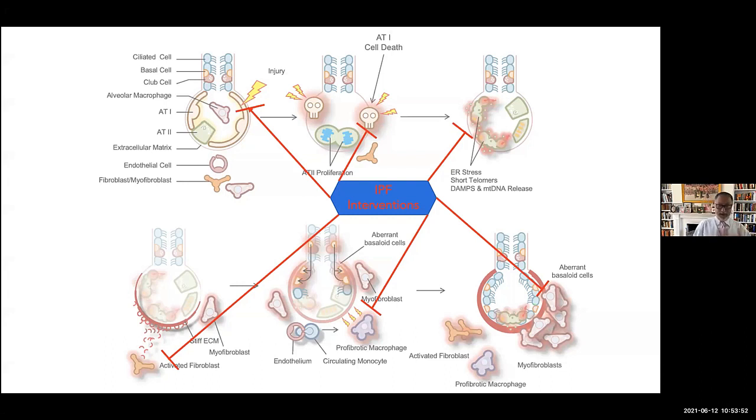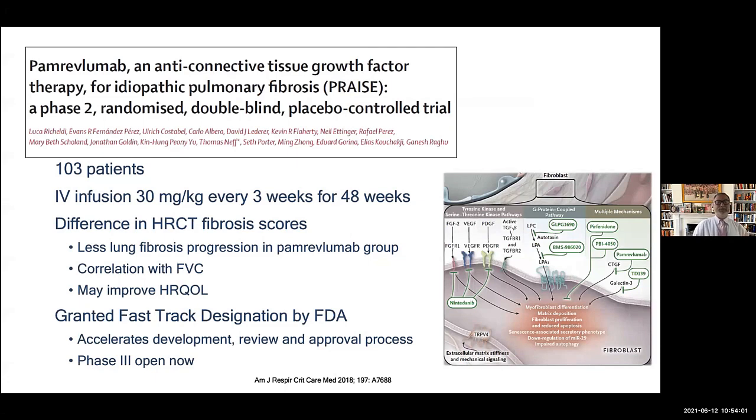So instead of just throwing a molecule in the lung and hoping that it sticks, we can actually target the therapies. A good example is the drug pamrevlumab, an anti-connective tissue growth factor, which targets the activation of fibroblasts. This is a trial that is going on, and they're recruiting 103 patients. They're going to give an infusion. The phase 3 is open now, and people who are interested can look at clinicaltrials.gov or other sources and look for the trial. So this targets the fibroblasts.